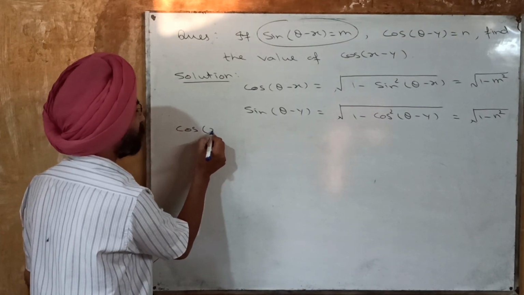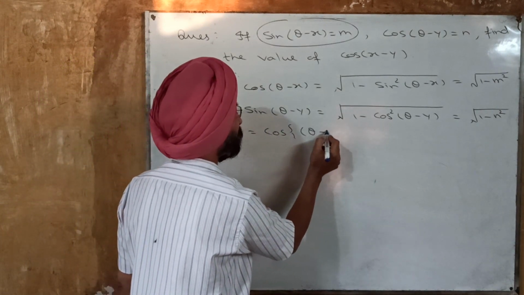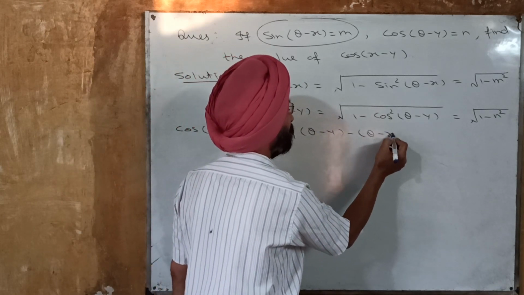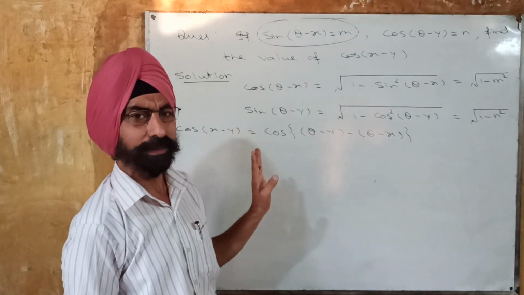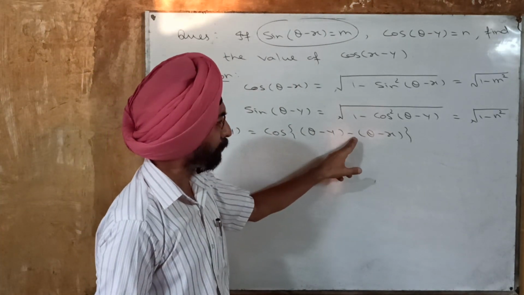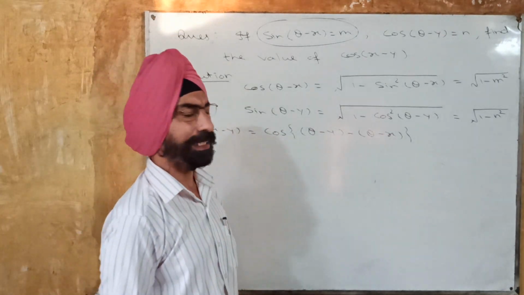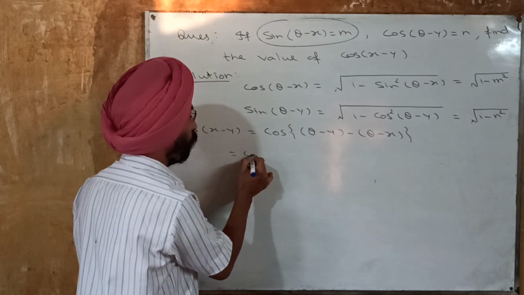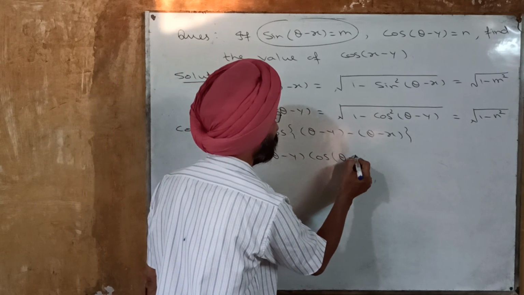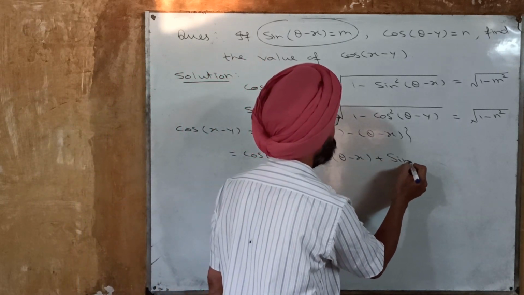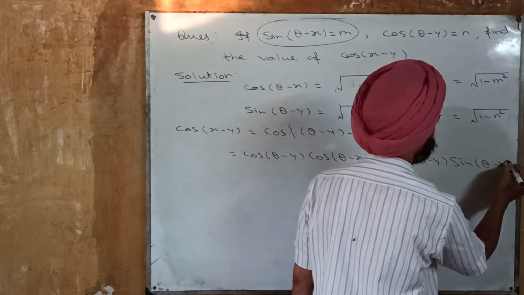Cos(x minus y), I can write it as cos((theta minus y) minus (theta minus x)). If you open the bracket, theta will be cancelled and you will get x minus y. Now it is cos(a minus b). So cos(a minus b) is cos a cos b plus sin a sin b. So it is cos a, that means theta minus y, into cos b, that means theta minus x, plus sin a, that means theta minus y, and sin b, that means theta minus x.